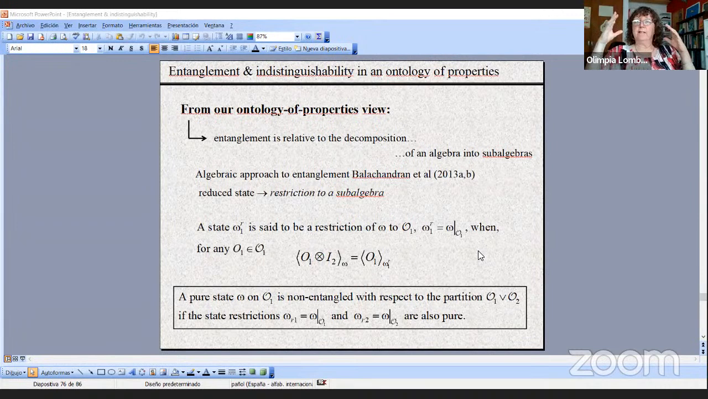The idea is that instead of thinking about reduced states with the traditional ways of computing, and saying that if the reduced states are pure, the composite state is not entangled, we use the concept of restriction to a subalgebra, which is a generalization for a partition of the complete algebra into subalgebras. In this case, we have no problem if we do not have the structure of the Hilbert space, which is the case of indistinguishability.